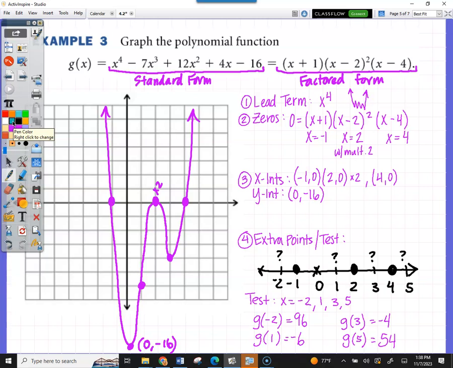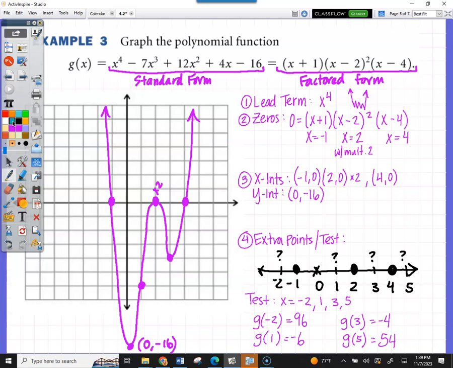What if I just want to get an idea of if the graph is above the x-axis or below the x-axis? Well, what is the only thing I need to know to determine if I'm above or below? Sign of, not necessarily, but the sign of the y value, right? You with me? If the y value is positive, it's above. If the y value is negative, it's below.